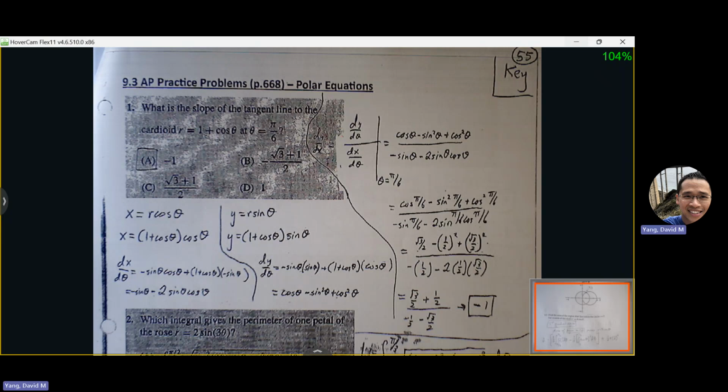So this one you can bring it down. I will do the first one. The first one. So I'm going to check the rest of this book.